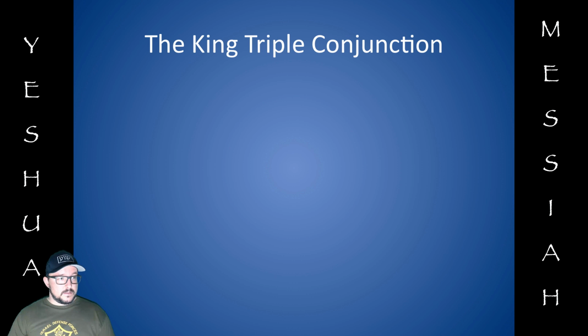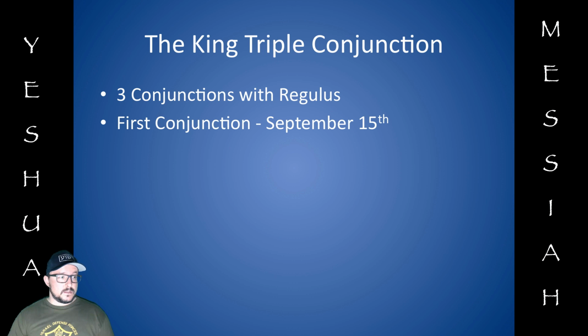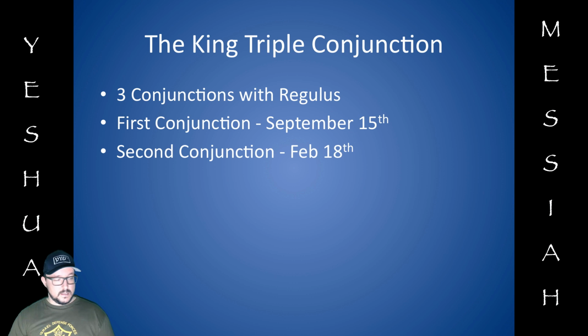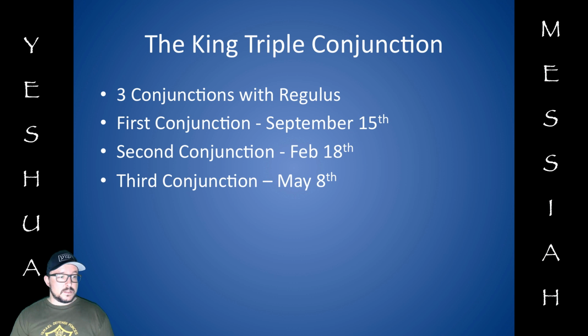What happened after the 15th of September was there was then a king triple conjunction between Jupiter and Regulus, the king star and the king planet. The three conjunctions with Regulus was obviously the first one on September the 15th. The second conjunction between Regulus and Jupiter was on February the 18th. And the third conjunction was on May the 8th.